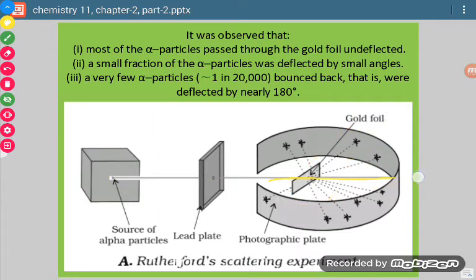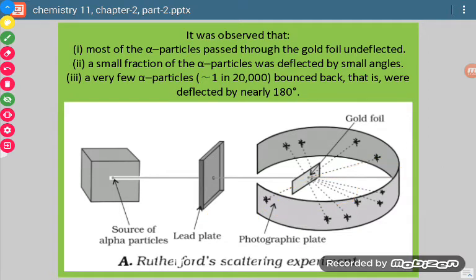One is the beam going straight, meaning no angle. Another is it moving by this angle, so this is the angle. Another is it moving like this, so the angle is like this, and this is the large angle. So three things were observed.